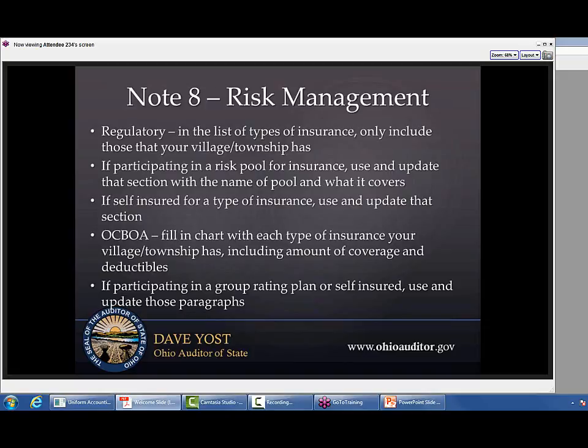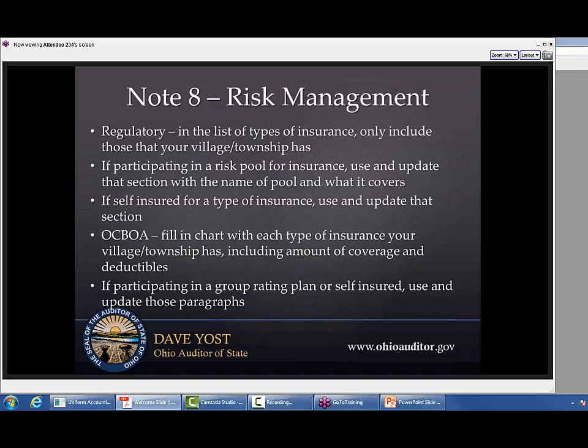If you're self-insured for a type of insurance, you also need to update that wording and explain what's going on for the self-insurance portion. If you're OCBOA, the example has a chart of different types of coverages and amounts. You can fill out the chart for each different type of insurance your entity has, including the amount of coverage and deductibles. If you're participating in a group rating plan, you can also update those.